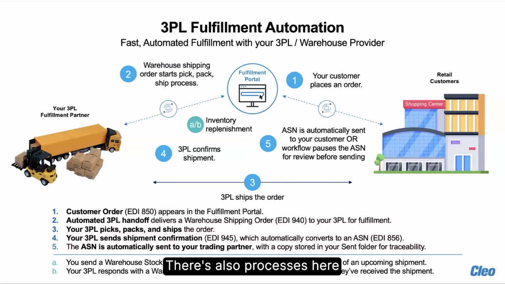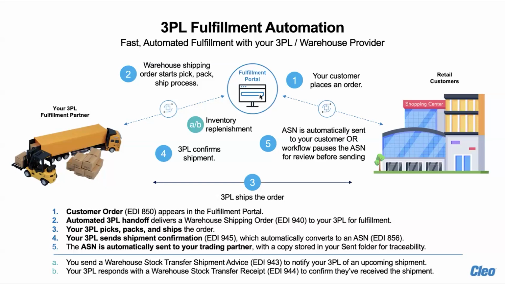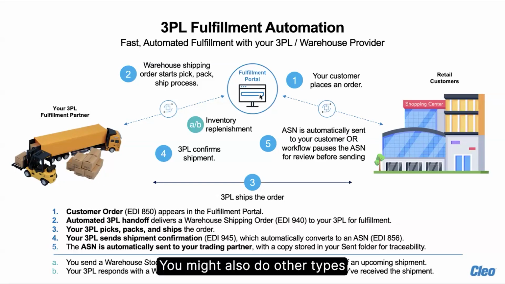There's also processes here, depending on your business, depending on how you do your fulfillment and your storage of goods, you might also do other types of processes. So there might even be things like stock transfer, advice, and receipt, which would be something like if I'm a manufacturer or distributor, I might send goods to my warehouse. I'm not ordering anything from them, but I'm sending goods for them to take in and store for me. Maybe I've manufactured it and I'm sending them to actually store for me.